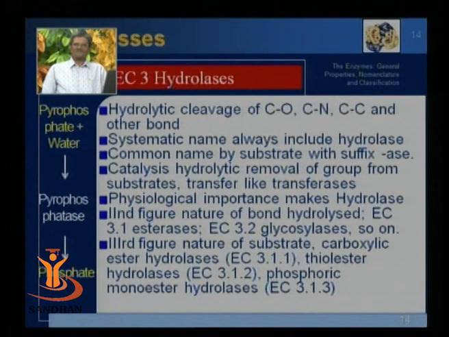Now, the second figure with the hydrolase type of enzyme denotes whether it is glycosylase or esterase or so on, and depending upon that the second number is given, whereas the third digit of hydrolases is derived out of the nature of the substrate. If it is carboxylic acid hydrolases, then it is EC 3.1.1. If it is thiol ester, then it is 3.1.2. Phosphoric monoester, then it is 3.1.3. Likewise, a good example of a hydrolase type of enzyme is the one which cleaves the pyrophosphate molecule in the presence of water to inorganic phosphate molecules, and the enzyme is known as pyrophosphatase.